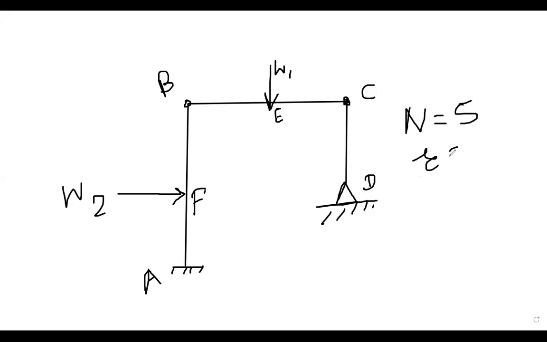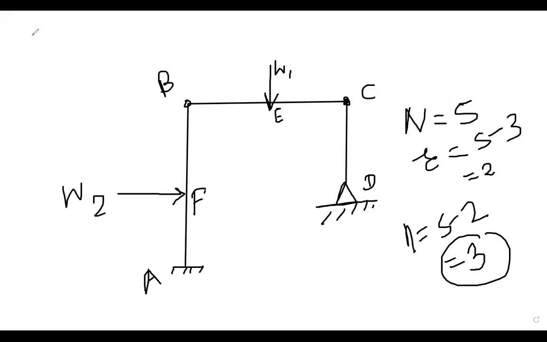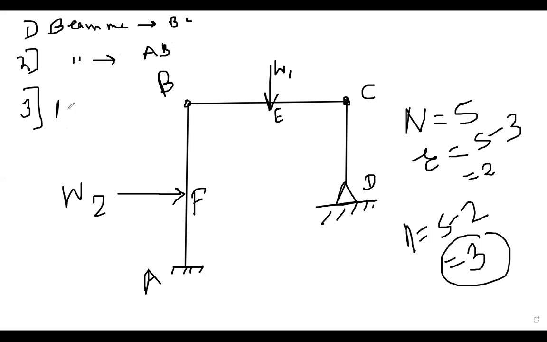What is R equal to? 5 minus 3, 2. So small n, the number of independent mechanisms, is 5 minus 2 is equal to 3. So which are the three independent mechanisms? 2 beam mechanisms and 1 sway mechanism. Correct. Two beam mechanisms: the beam mechanism for beam BC, the beam mechanism for beam AB, and the sway mechanism for ABCD. Correct? Yes or no?